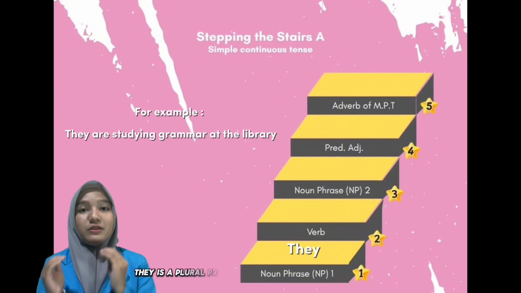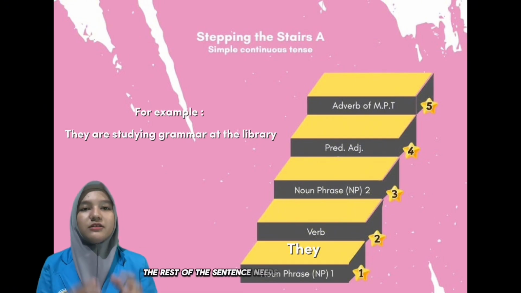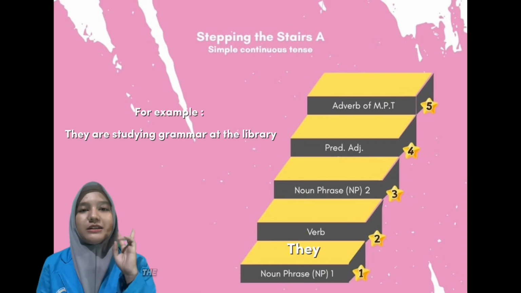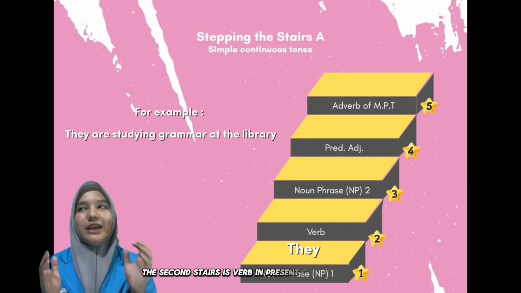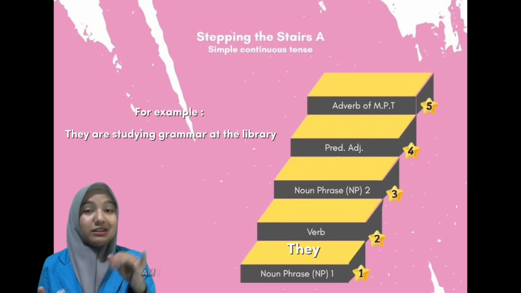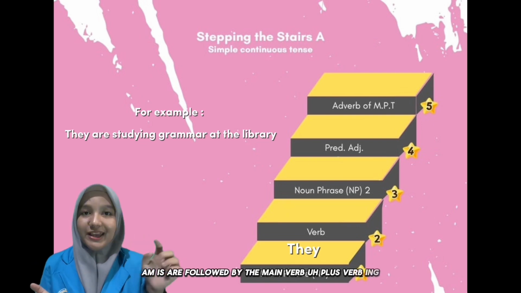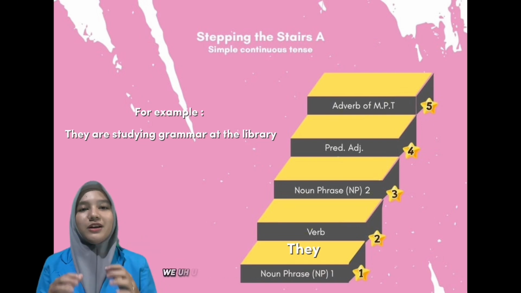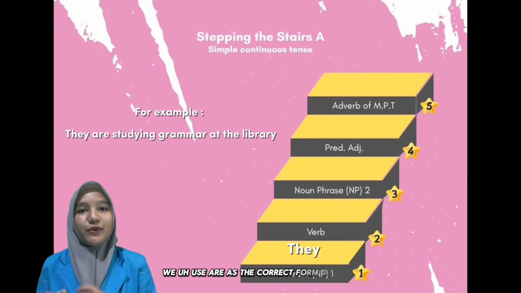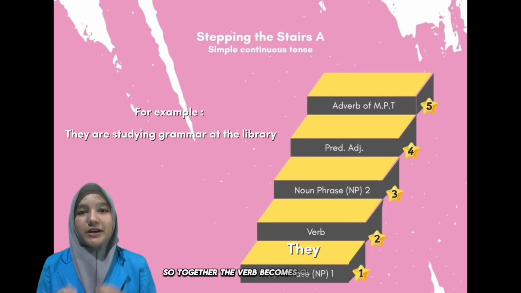They is a plural pronoun meaning more than one person. So the rest of the sentence needs to match this subject in terms of verb agreement. The second stair is verb. In present continuous tense, the verb is always formed with to be, am, is, are, followed by the main verb plus -ing. Since the subject is they, we use are as the correct form of to be. Then we add the verb study with -ing, making it studying. So together, the verb becomes are studying.